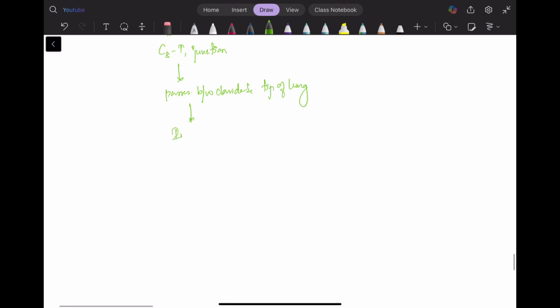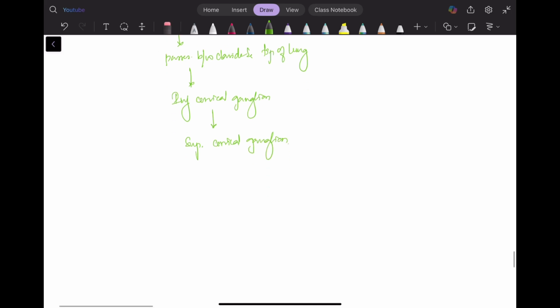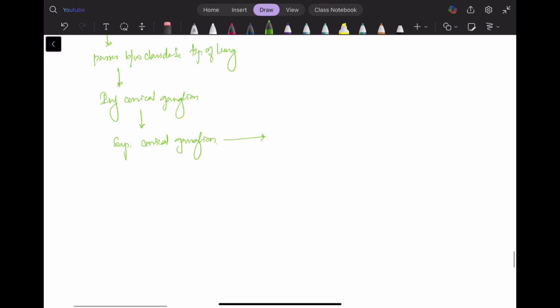Then it goes to the inferior cervical ganglion, then the superior cervical ganglion. Then what happens? It loops around which artery? MCQ: which artery? The internal carotid artery.